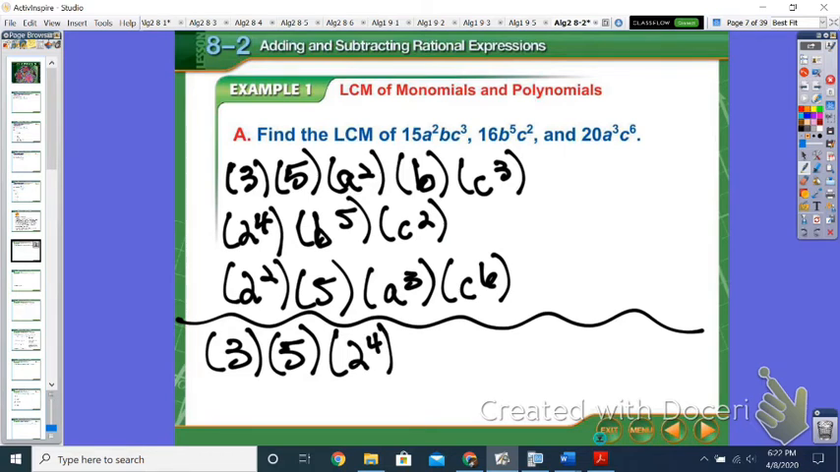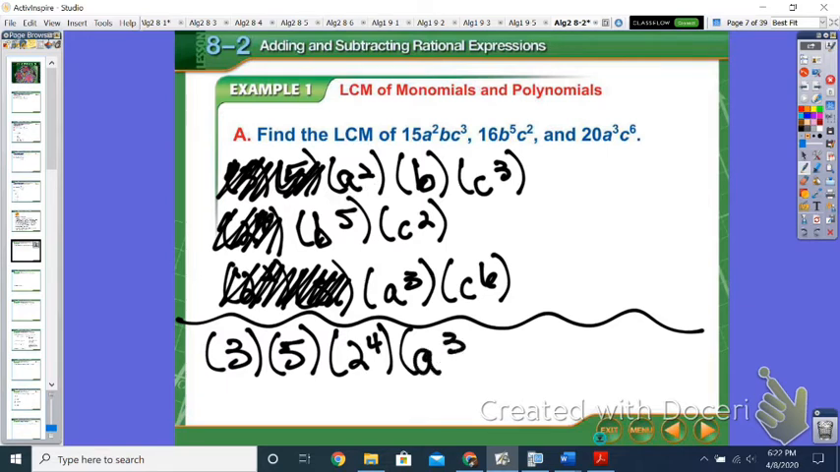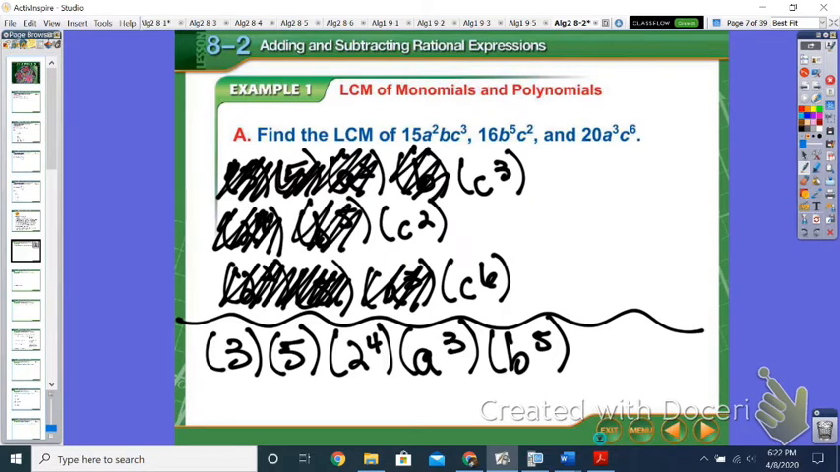You could even, if you want, as you go, cross some stuff off so that you can keep track of what you've already looked at. But you always want to do your numbers first, your coefficients. Now if we look at our a's, I see a squared and I see a cubed. I want the cubed because that's higher. So a cubed. So those can go away if you want. I see b to the 5th as my highest b. And then I see c to the 6th as my highest c.